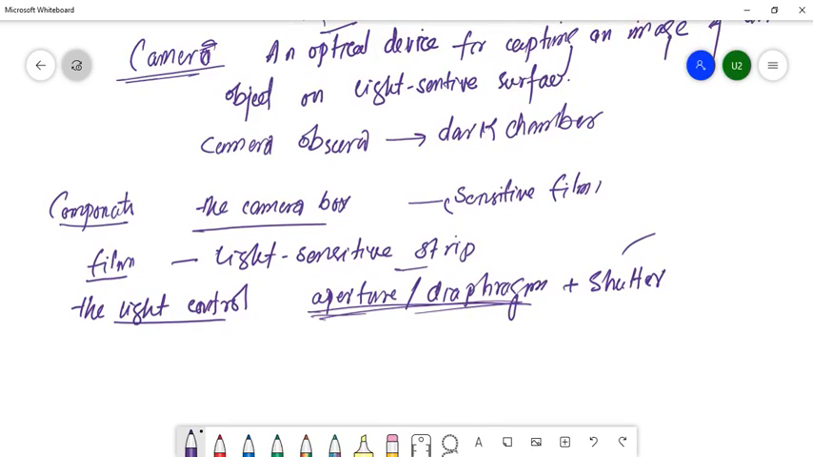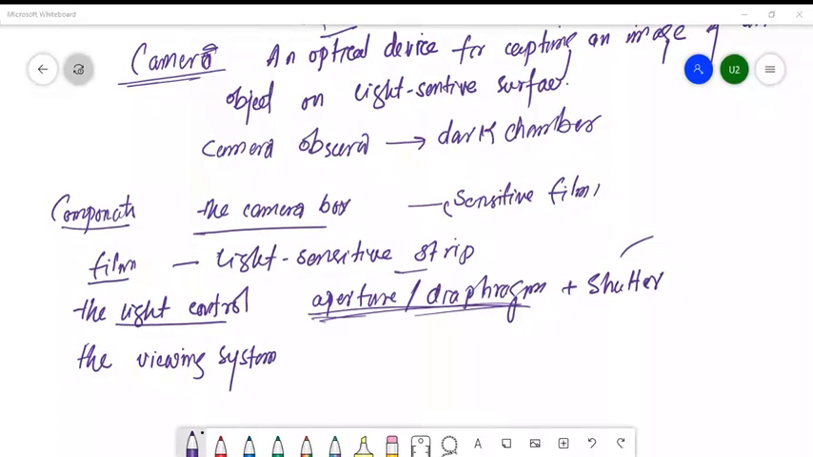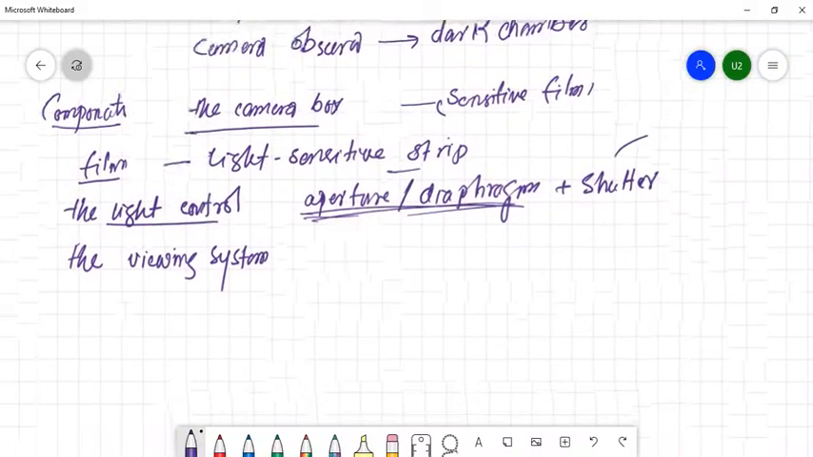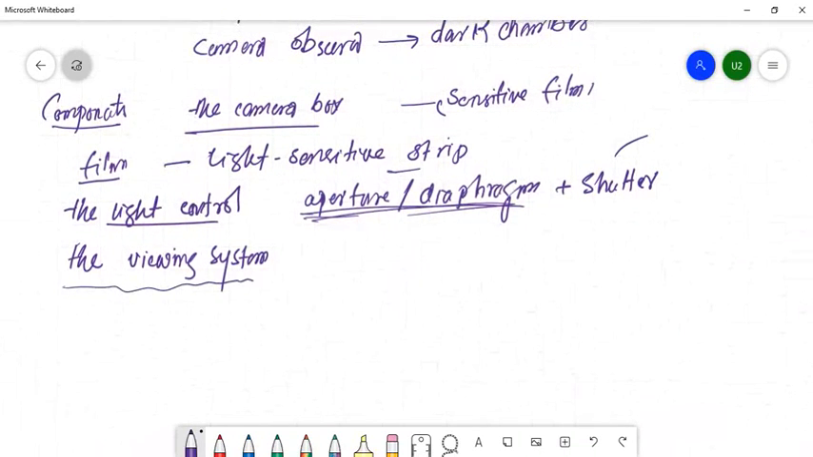Another component is the viewing system. So this is the last component of the camera, and it is either separate from the lens system or operates through it by means of a mirror.